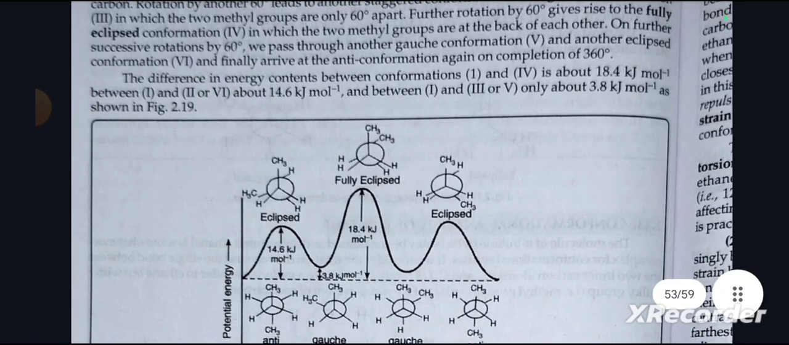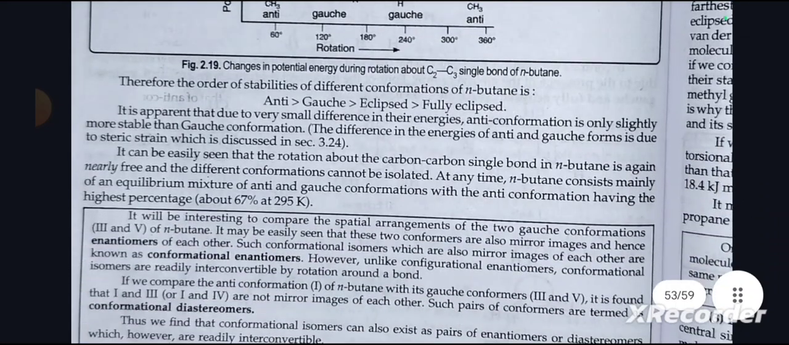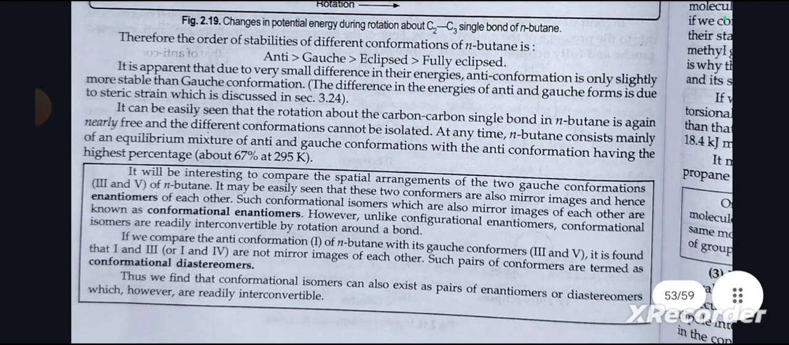On further successive rotation by 60 degrees, we pass through another gauche conformation, fifth, and another eclipsed conformation, sixth, and finally arrive at the anti-conformation again on completion of 360 degrees. The difference in energy content between conformation 1 and 4 is about 18.4 kJ per mole, between 1 and 2 or 6, about 14.6 kJ per mole, and between 1 and 3 or 5, only about 3.8 kJ per mole, as shown in Figure 2.19.